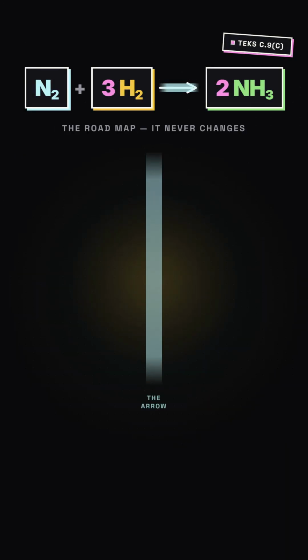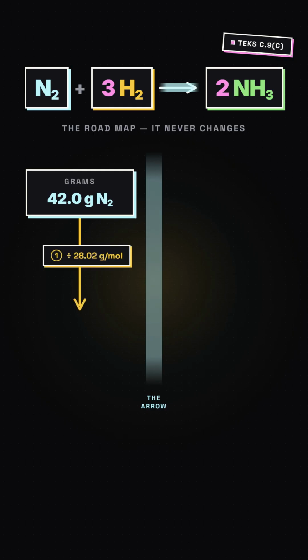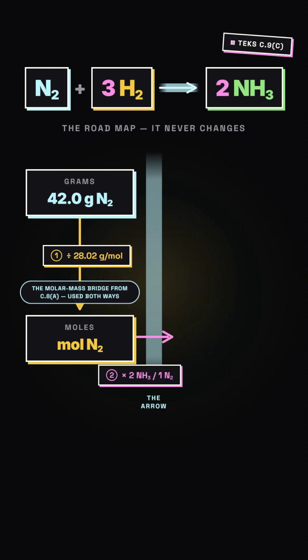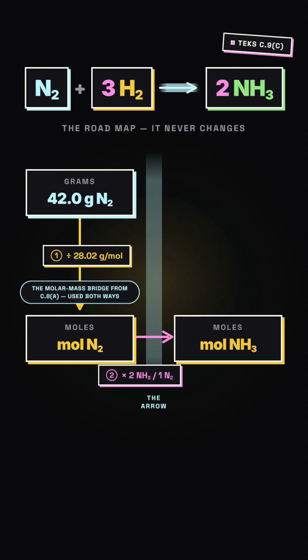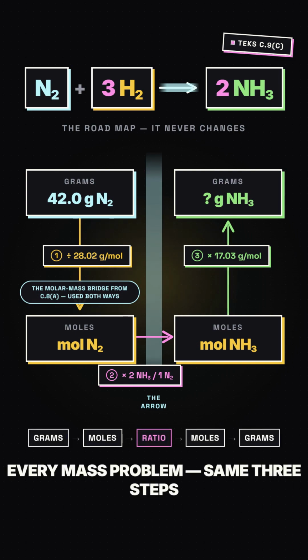So here's the roadmap, and it never changes. Start at grams, divide by molar mass to get down to moles. That's the bridge you already know. Then use the coefficients as a mole ratio to cross the arrow. Then multiply by the molar mass of what you're making to get back up to grams. Grams, moles, ratio, moles, grams. Every mass problem, same 3 steps.